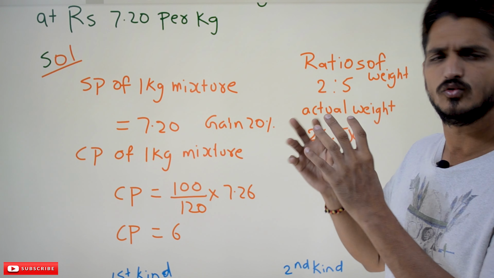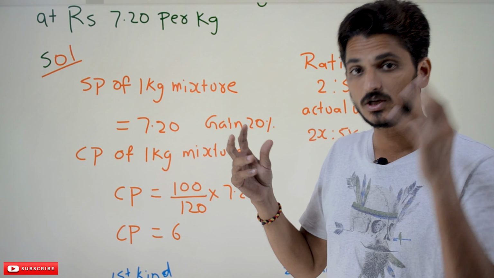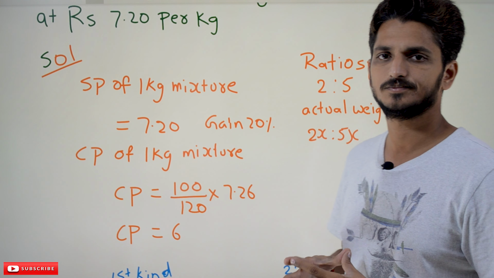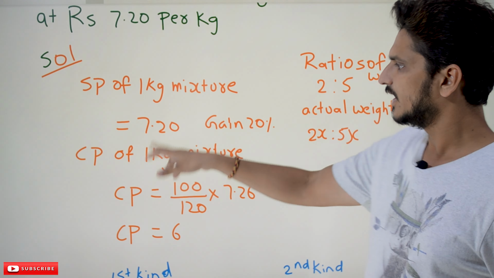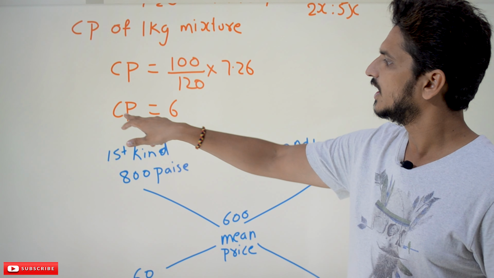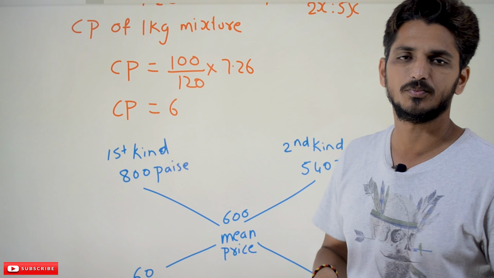So these points, we just want to remind you so that you can remember the points better and solve the examples easily. Okay, cost price of 1 kg mixer is equal to 100 by 100 plus 20% gain, that is 100 by 120 multiplied by 7.20, that is cost price is equal to 6 rupees.